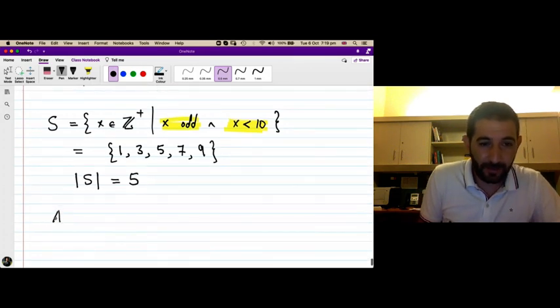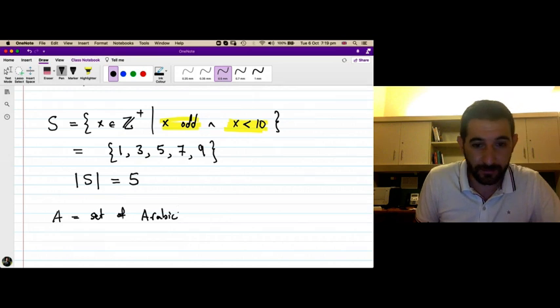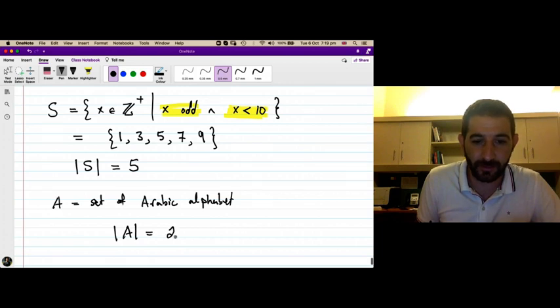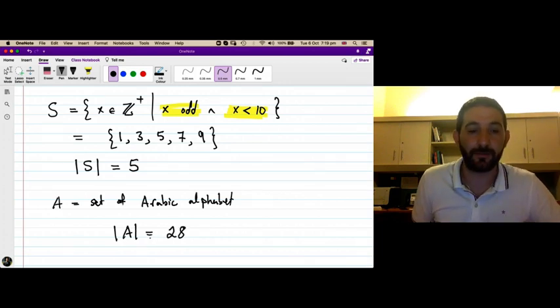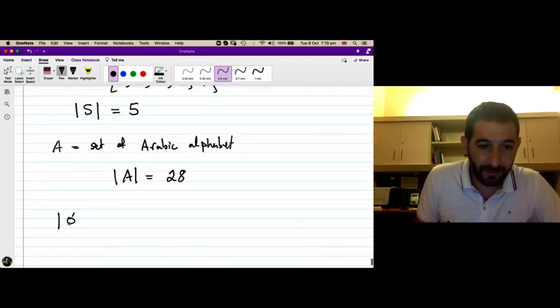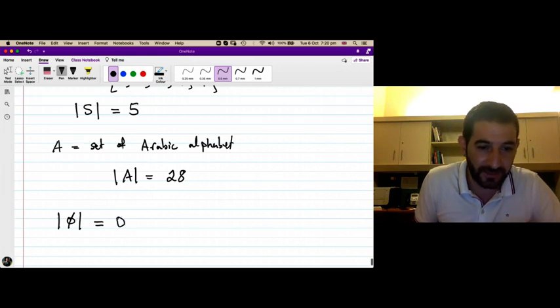Okay, now if A is the set of the Arabic alphabet, what is the cardinality of A? The cardinality of A is the number of elements in A, which means the number of Arabic letters, which is 28 letters in the Arabic alphabet. Now, what is the cardinality of the empty set? How many elements are in the empty set? Well, the empty set is the set which contains no elements, so we have 0 elements. So we say the cardinality of the empty set is 0.